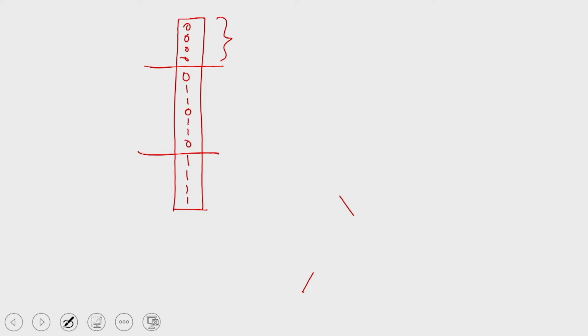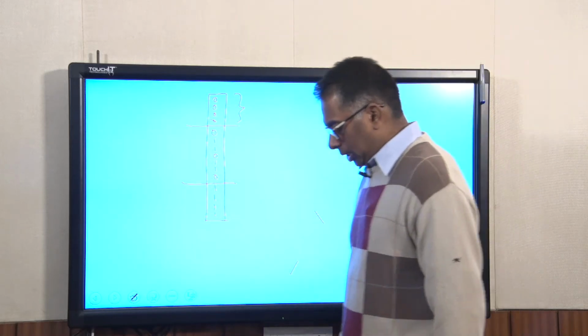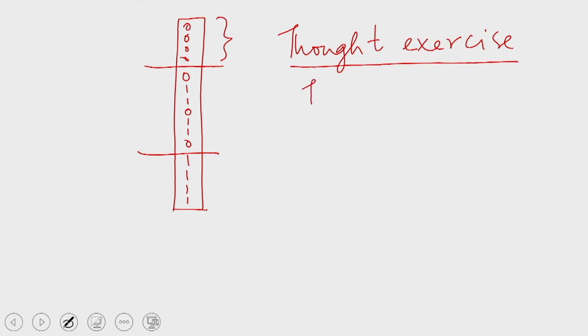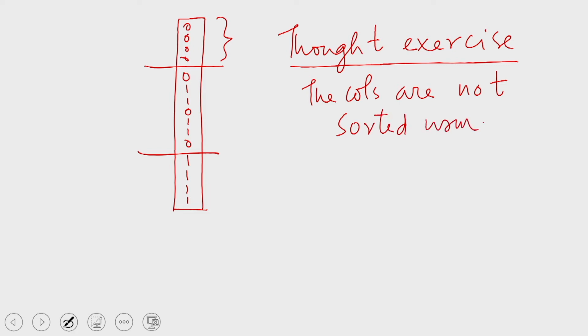elements will get sorted. Now, let us assume that the sorting is done using a different algorithm. As a thought exercise, let us assume that the columns are not sorted using the odd even transposition sort, but a different algorithm.